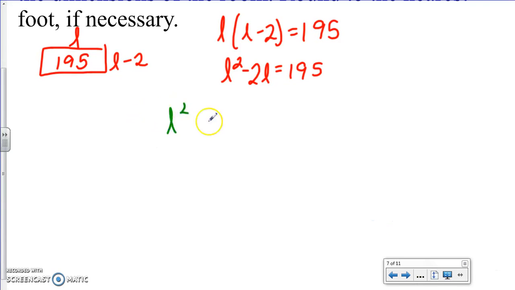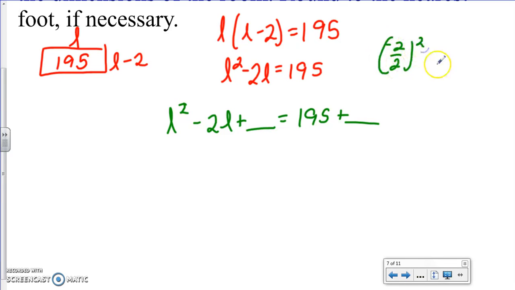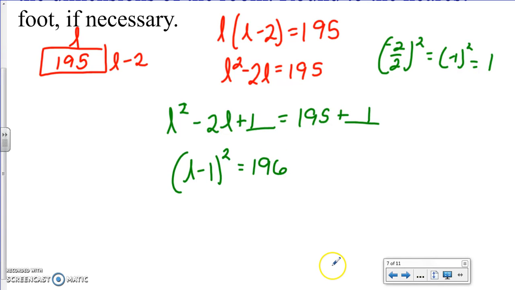If I'm going to complete the square, I'm going to put a blank here. L squared minus 2L plus something equals 195 plus that same thing. So we're going to do half of negative 2 and then square it. Half of negative 2 is negative 1. Negative 1 squared is positive 1. So we're going to add that to both sides. I'm going to go ahead and factor from here. When I factor this, I'm going to have L minus 1 in my parentheses, squared. And then 195 plus 1 is 196.